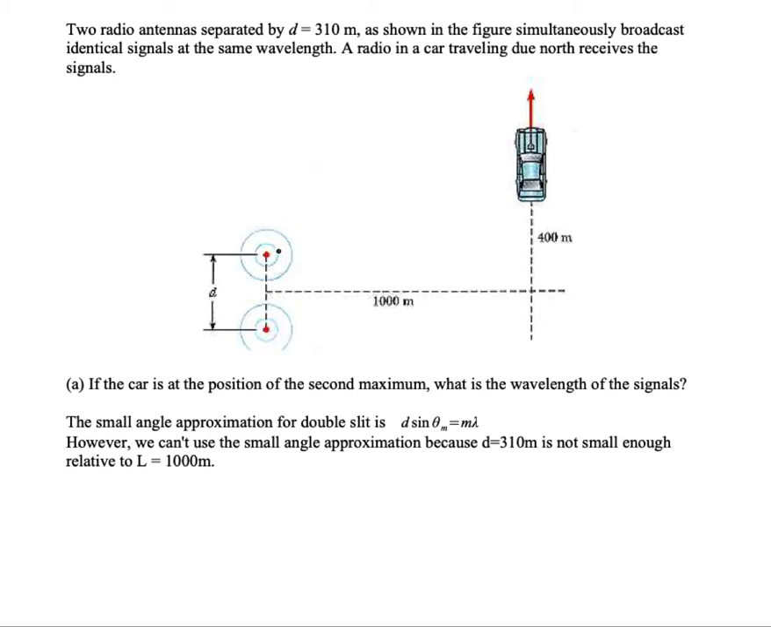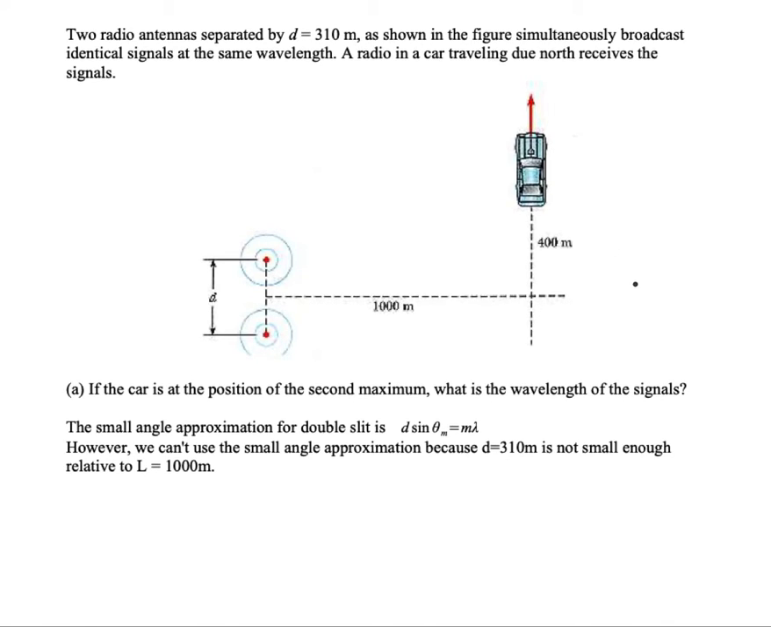Alright, so these antennae have oscillating charges in them that are going to send out waves. And the blue rings here represent the crests of the waves. Those would be the maximums. The minimums aren't shown. I'm going to draw the situation just a little bit out of scale so that we can see what's happening.